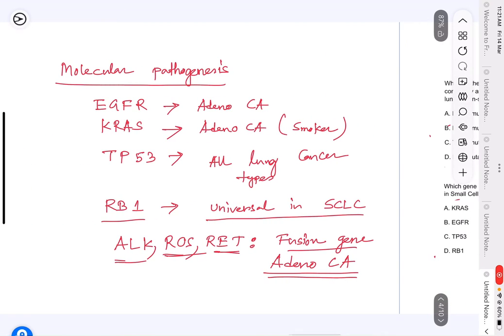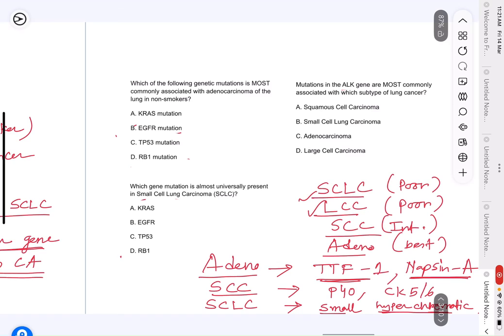Now genetics, molecular pathogenesis. EGFR, KRAS and ALK ROS RET fusion gene, these are seen in adeno-CA. Out of the three, EGFR is the most common. TP53 is seen in all four types of lung cancers. RB1 is universal in small cell lung cancer, SCLC. So this question: which gene mutation is universal in SCLC? RB1.